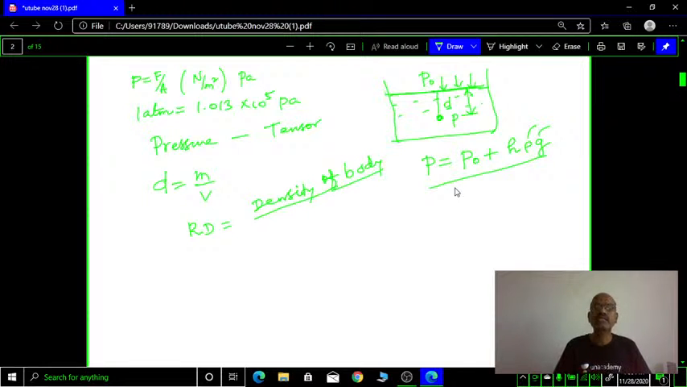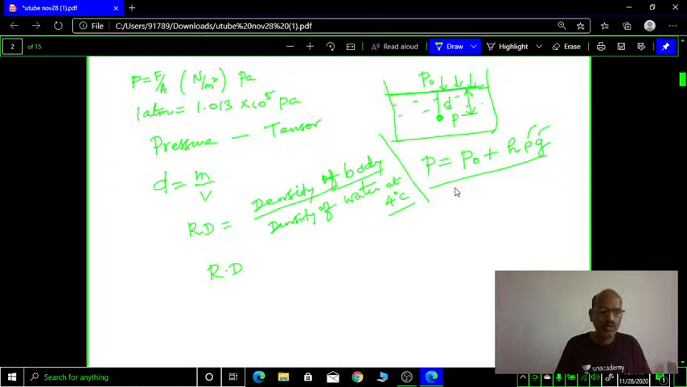The ratio of the density of the substance to the density of water at 4 degrees Celsius, because water has the highest density at 4 degrees Celsius. So relative density or specific gravity is a pure ratio, with no dimension and no unit. Relative density is the ratio of the density of the substance to the density of water at 4 degrees Celsius.